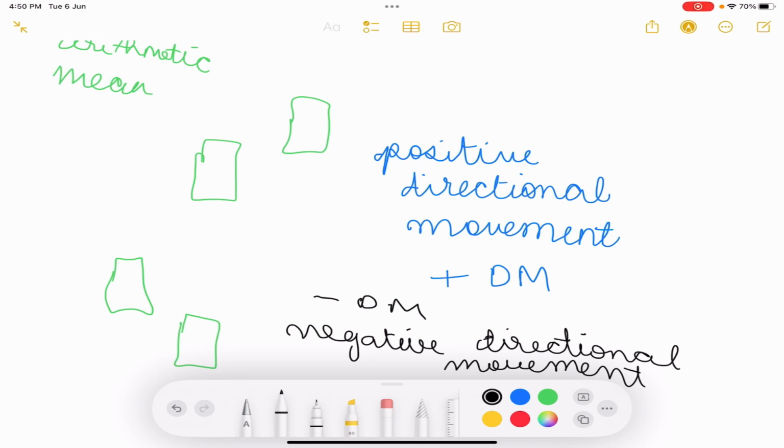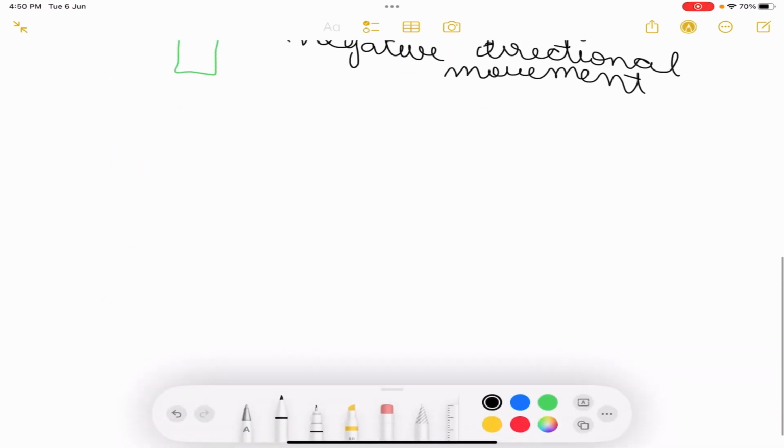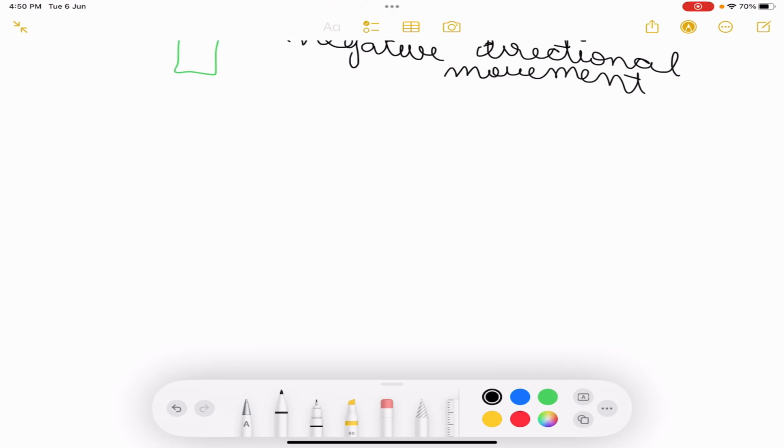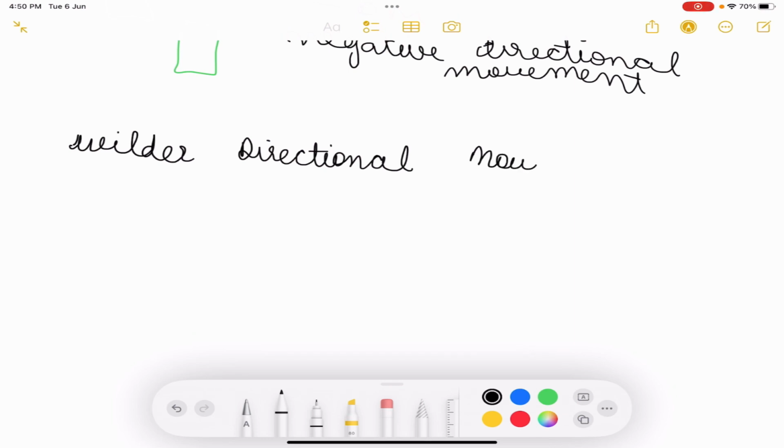Now I'll show you a very simple flow chart, and try to make it if you want to remember. This is again given by Wilder. Why am I making you write all this? Because it is very basic, but before the exam you can just revise from these notes. So make sure that you're drawing it along with me. Wilder's directional movement we have already discussed.